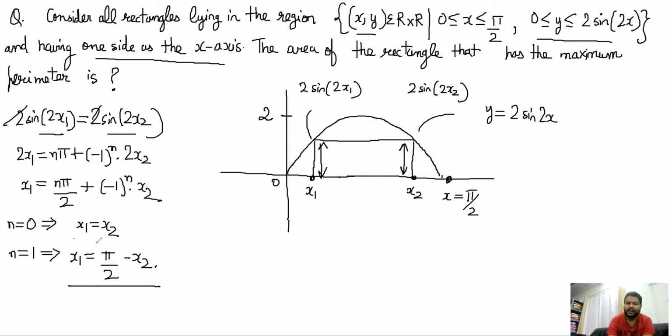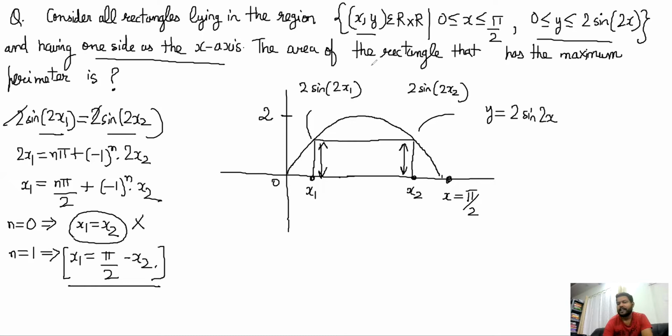Now, clearly x1 cannot be equal to x2 because then we'll not have a rectangle. So I'll not worry about this. My condition becomes x1 is equal to pi by 2 minus x2. That is the situation when it will be a rectangle, with x1 and x2 different. So now let's find the area of a rectangle that has the maximum perimeter.